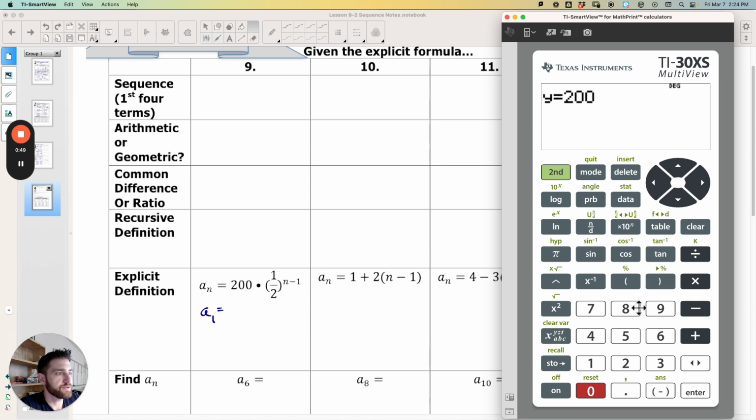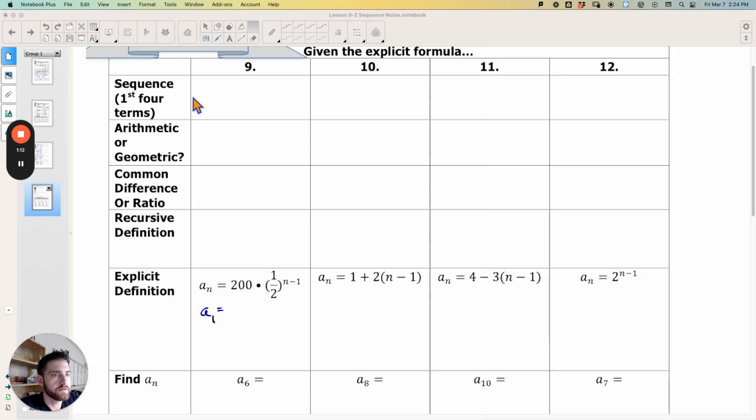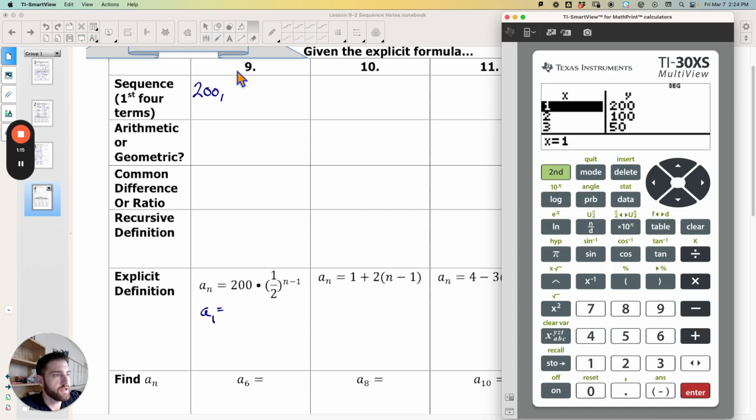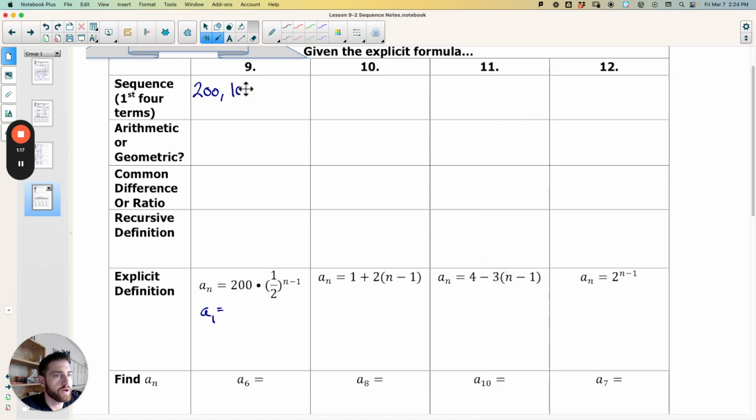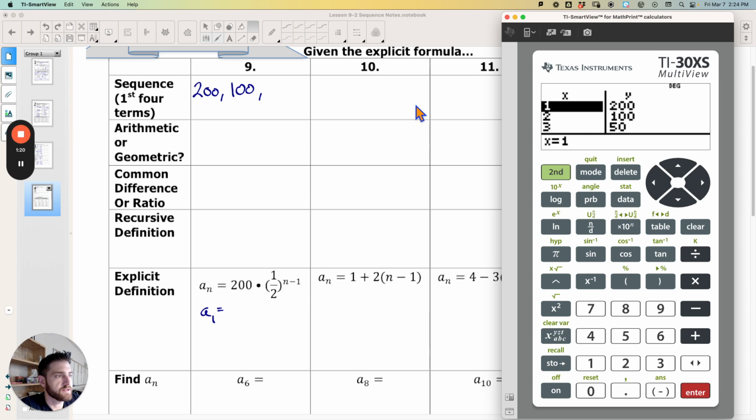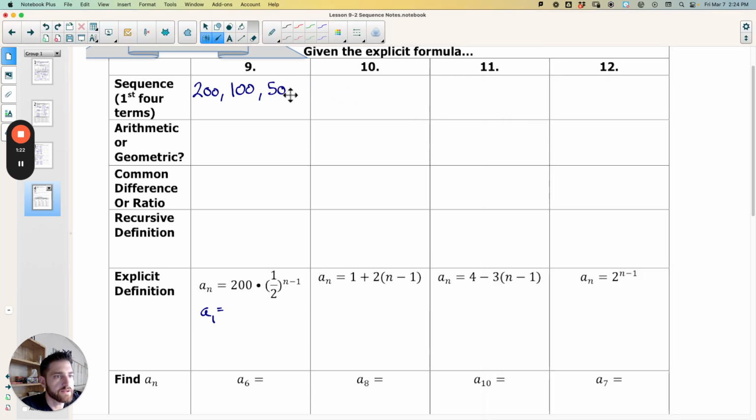So I'll do 200 times parentheses 1/2, and then I'll raise it to the x minus 1. I can't put n in my calculator here, so I'll put x for now. We'll start at 1, so whenever x is 1, y is 200. And then whenever x is 2, you get 100. And then whenever x is 3, you get 50. So it looks like these are being cut in half, so this next term is going to be 25.